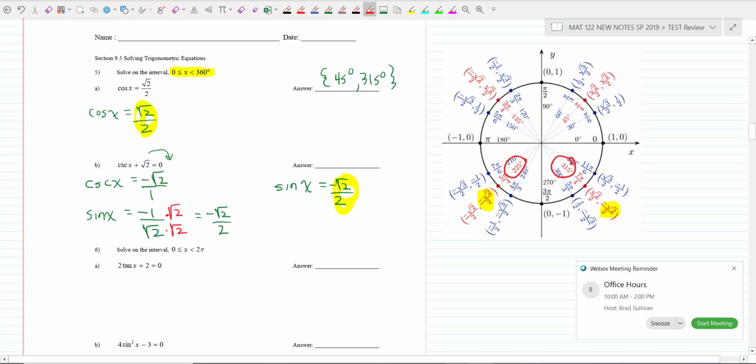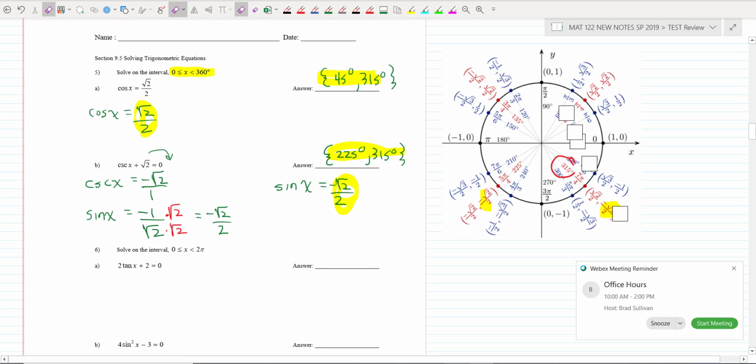Okay, like that. So what I end up having then is 225 degrees and then 315 degrees like that. All right? So that's it. So if you have a cosecant, you want to change that to a sine, like that. So change the cosecant to a sine, and that would be the best way to solve that.